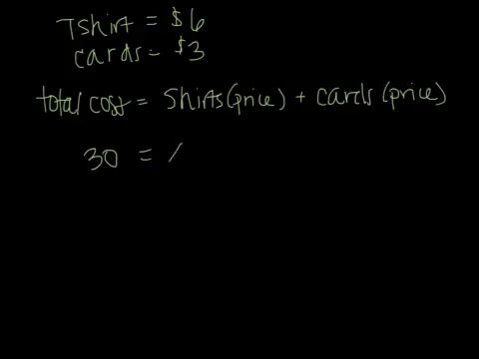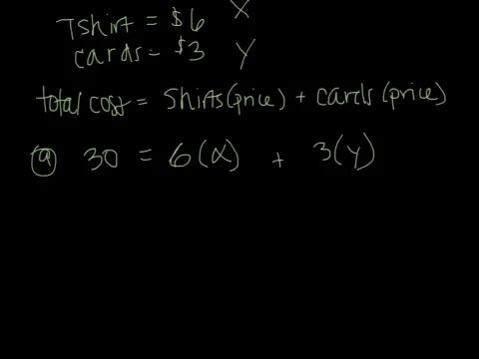So shirts are going to be our X, and cards are going to be our Y. So the number of shirts times their price. So we have $6 times X plus $3 times Y. And that is our equation for A.